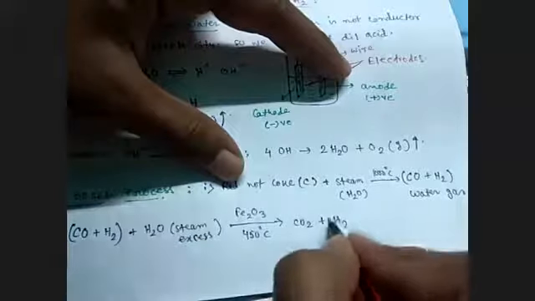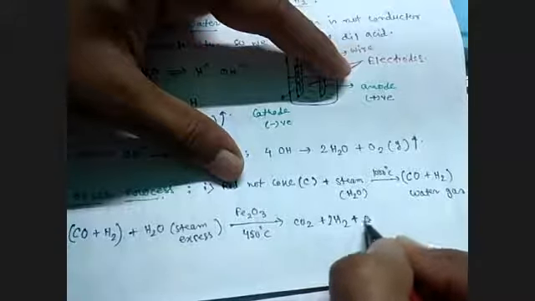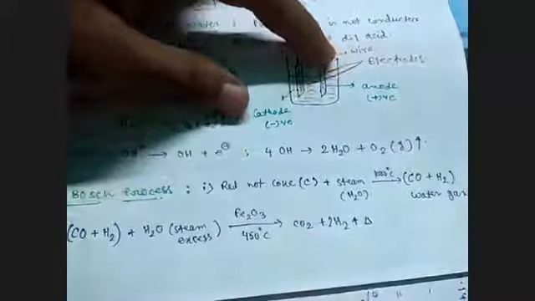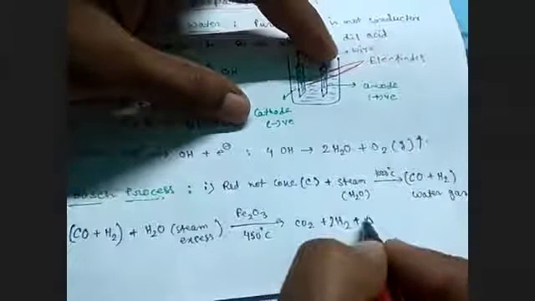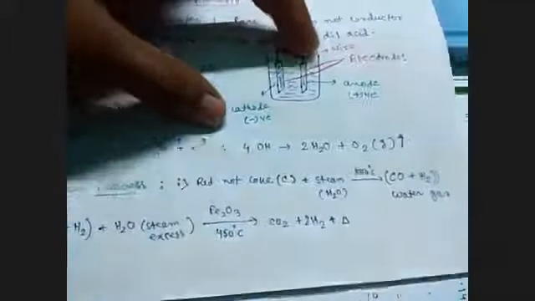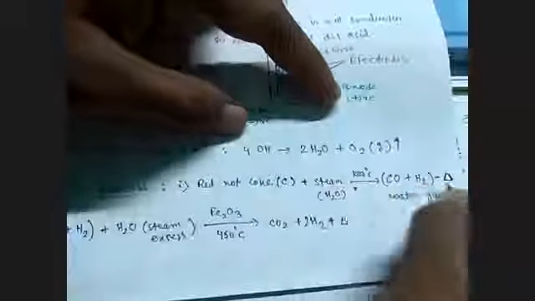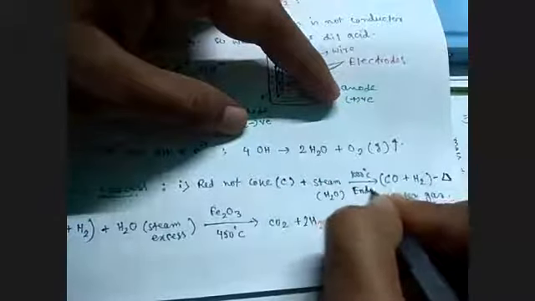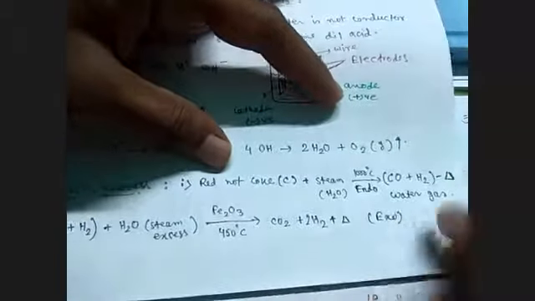So hydrogen plus hydrogen, 2 hydrogen. Here this reaction requires heat, so this is endothermic, and here heat energy is released, so this is exothermic. I have written it here. Minus heat means endo, and plus heat means exo. First step is endothermic, second step is exothermic.